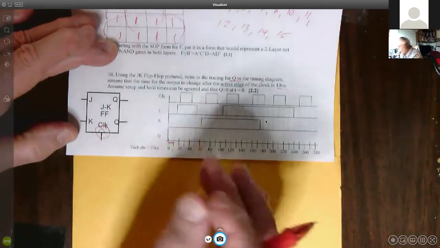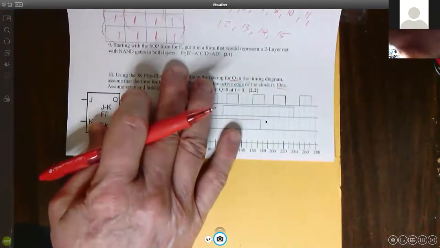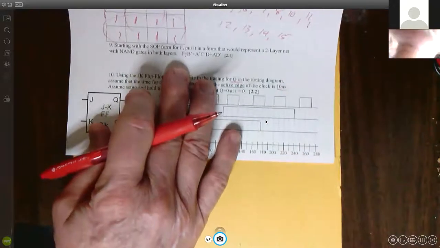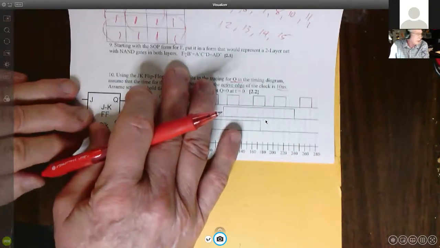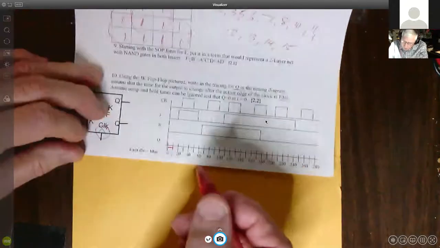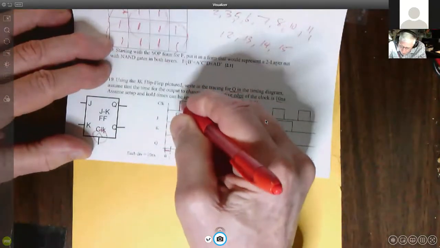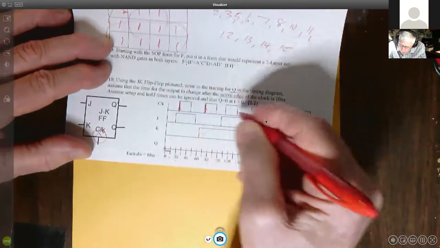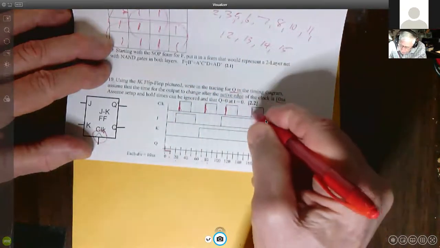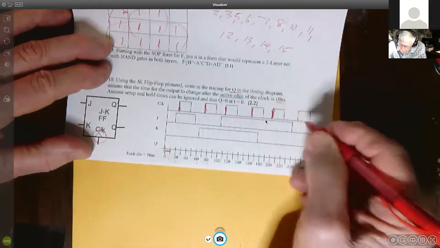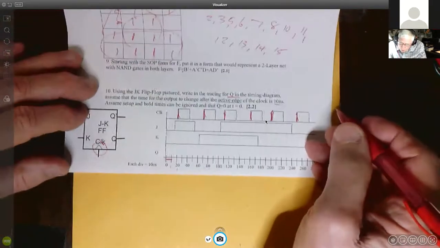Rising? Yeah, it's a rising edge clock. That's right. I'm going to switch this over. Yeah, it's a rising edge clock. Exactly. And so what we should do is mark all the rising edges, because we know this is potentially where the clock is going to take effect. Actually, we probably should do the others first.